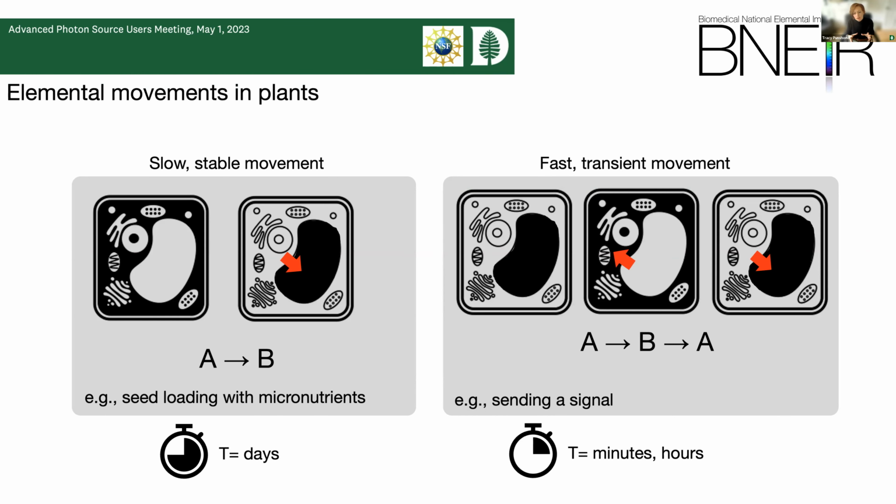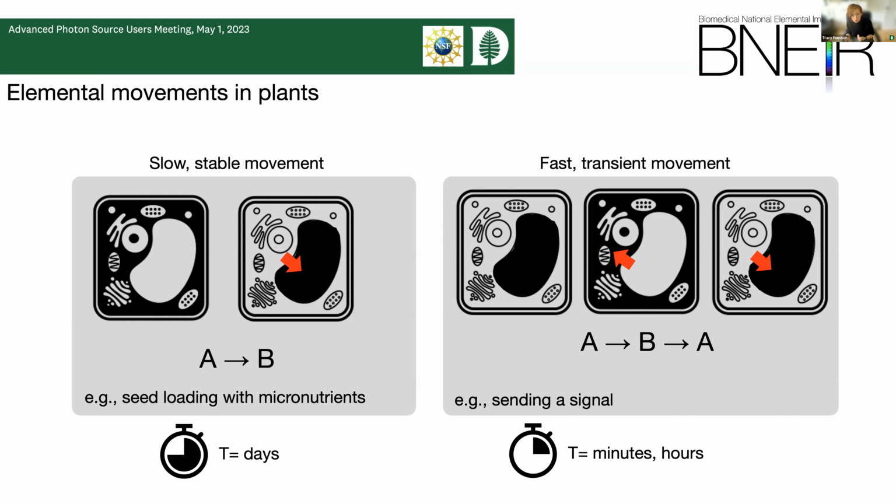But if you think about it, what we're trying to image is challenging because it's a transient phenotype. When we think about imaging elements in plants, we've had most of our successes imaging slow, stable movement, where an element moves from A to B, such as in loading seeds with micronutrients, and that movement takes place over a matter of days. It moves from A to B and it stays at B until it's needed for some other function in the plant. What we're imaging is different.